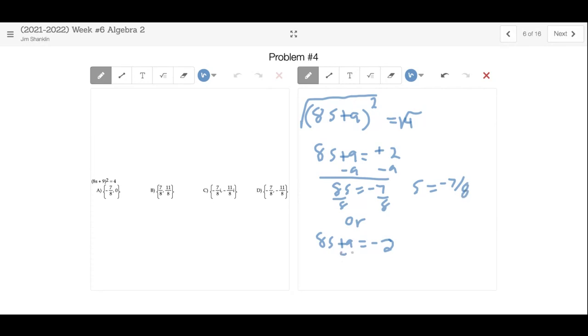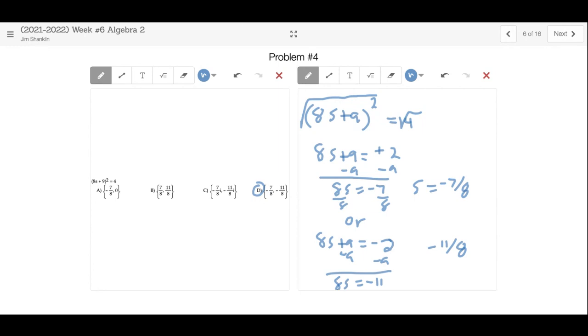Okay, I'm going to subtract 9 off of here. And I end up with 8s equals negative 11. Divide through by 8, negative 11/8. Boom. Pretty straightforward. I mean, not bad at all. So that's letter D for my answer.